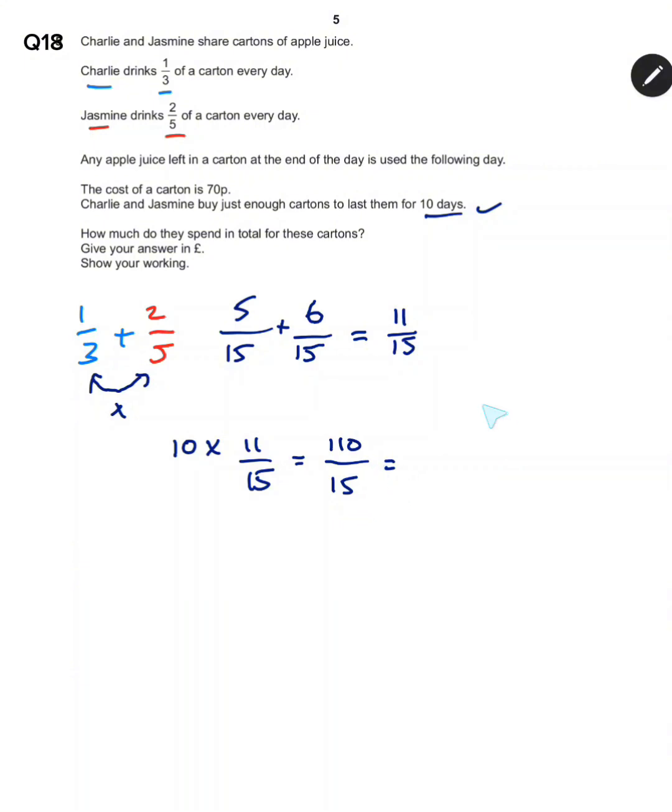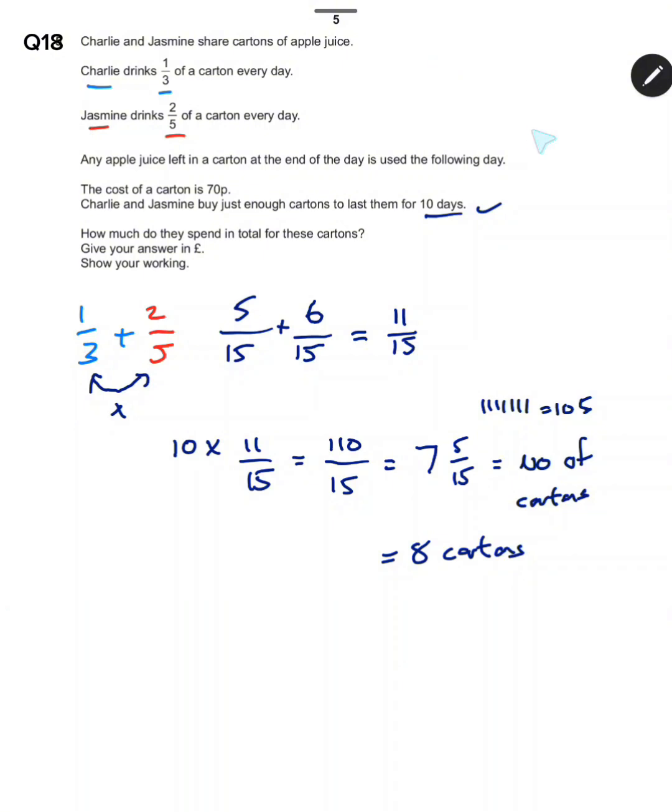Well, I'm just going to count up in 15s. 15, 30, 45, 60, 75, 90. That would be 105. So that's 1, 2, 3, 4, 5, 6, 7. And then there's 5 15ths. I got to 105 there, and I was aiming for 110. So that's why there's 5 15ths left over. So this is the number of cartons that they drink. Now obviously we can't buy 5 15ths of a carton, so that's going to be 8 cartons.